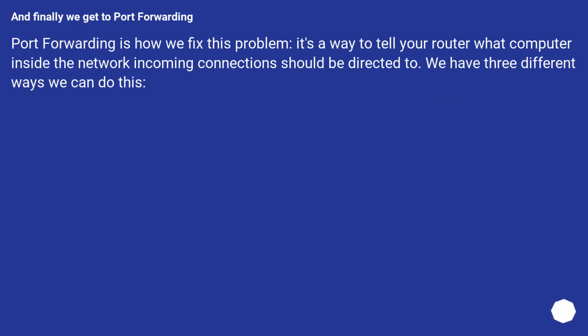And finally, we get to port forwarding. Port forwarding is how we fix this problem. It's a way to tell your router what computer inside the network incoming connections should be directed to. We have 3 different ways we can do this.